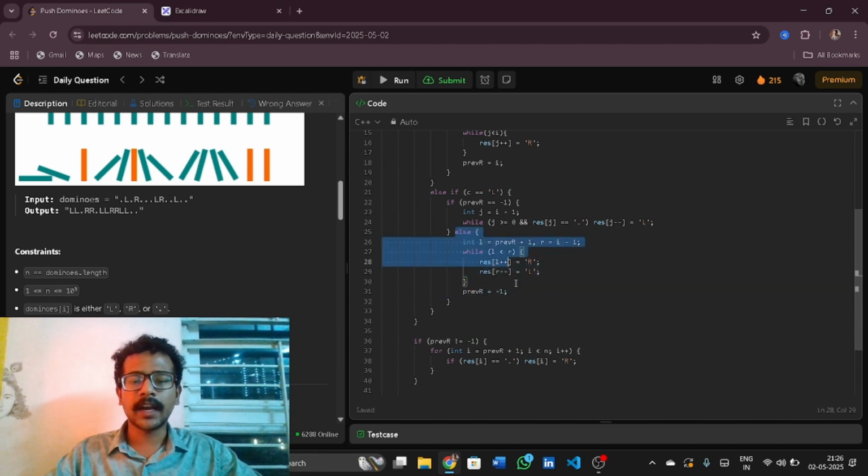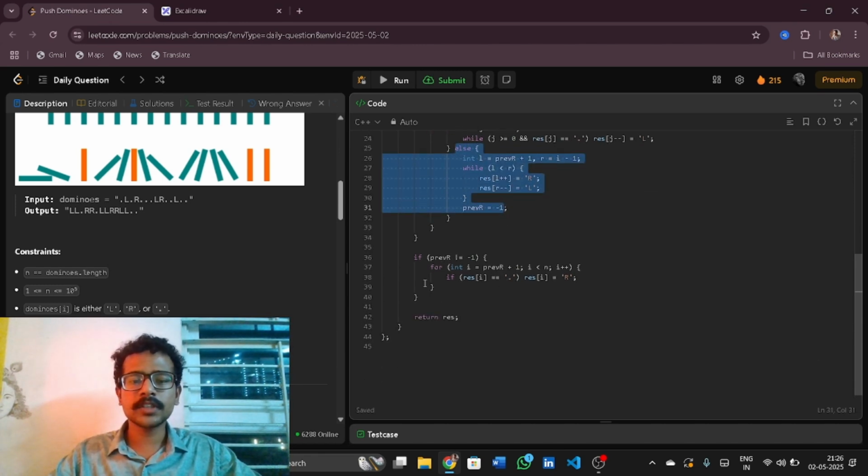So I think it's clear for you, the two pointer approach, and I think I mentioned this: previous R is not equal to -1. Just start where the previous R is and change it to R.